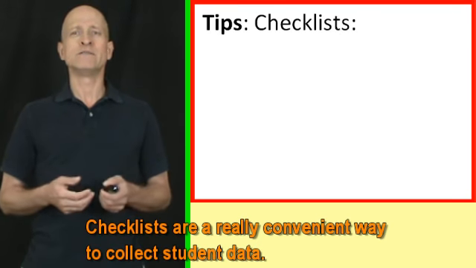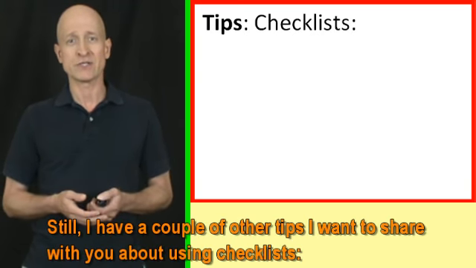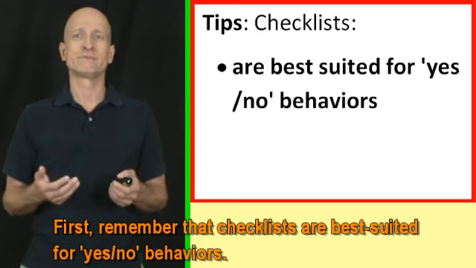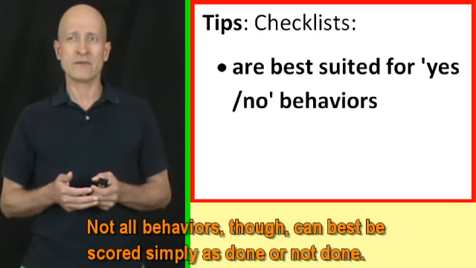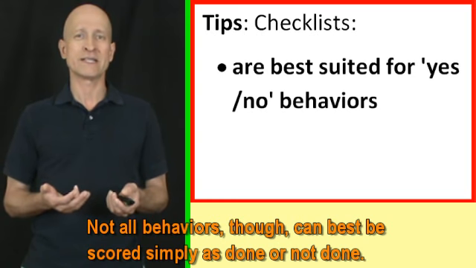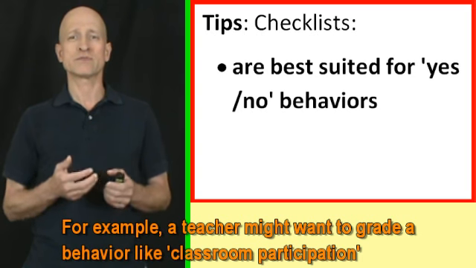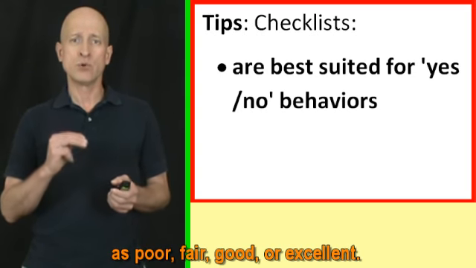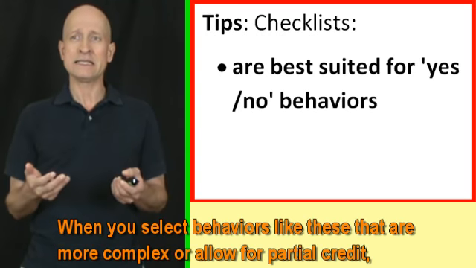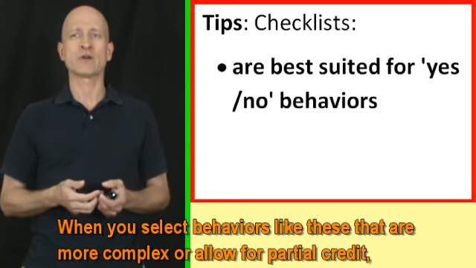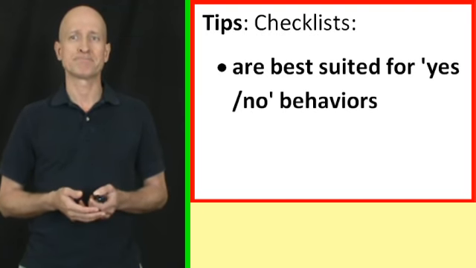So checklists are a really convenient way to collect student data. Still, I have a couple of other tips I want to share with you about using checklists. First, remember that checklists are best suited for yes-no behaviors. Not all behaviors, though, can best be scored simply as done or not done. For example, a teacher might want to grade a behavior like classroom participation as poor, fair, good, or excellent. When you select behaviors like these that are more complex or allow for partial credit, consider using a rating scale or rubric instead of a checklist.